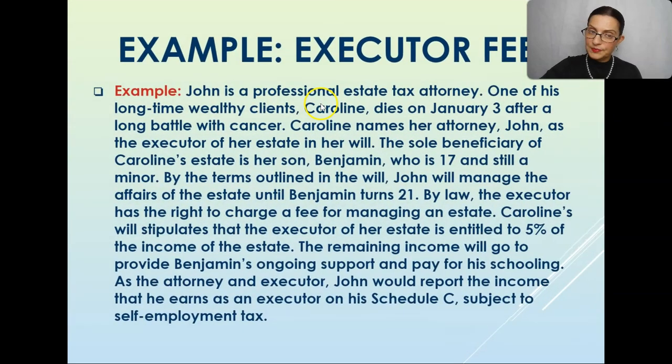Now, example number 2. John is a professional estate tax attorney. One of his longtime wealthy clients, Caroline, dies on January 3rd after a long battle with cancer. Caroline names her attorney, John, as the executor of her estate in her will. The sole beneficiary of Caroline's estate is her son, Benjamin, who is 17 and still a minor.